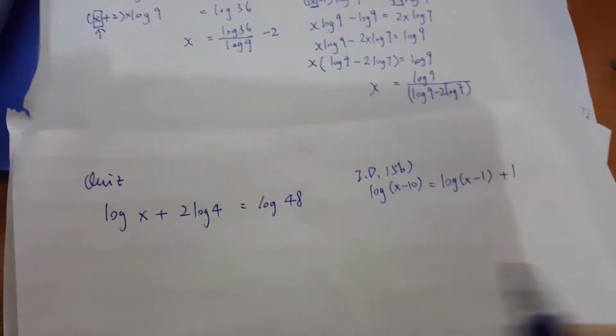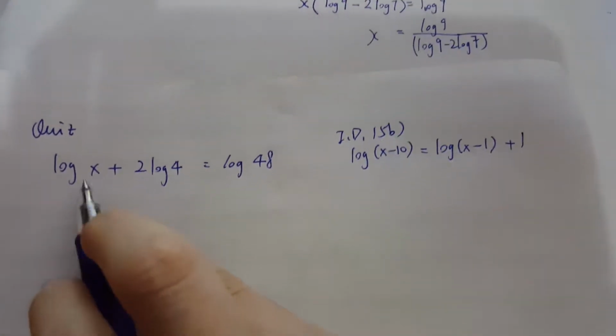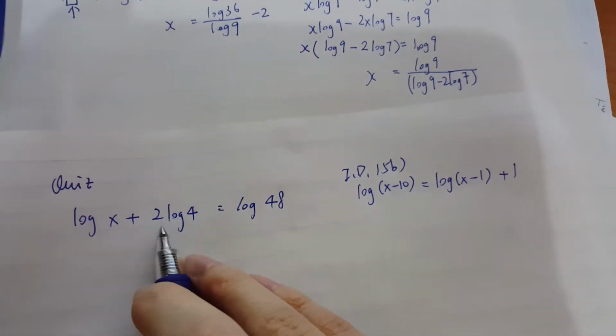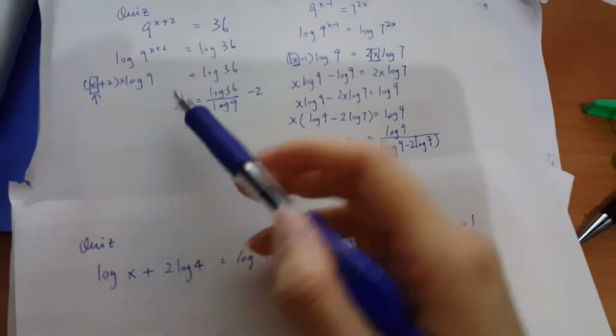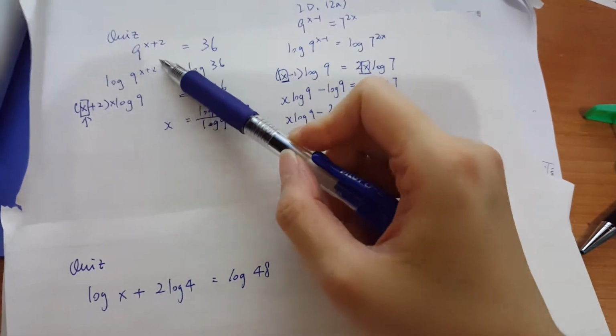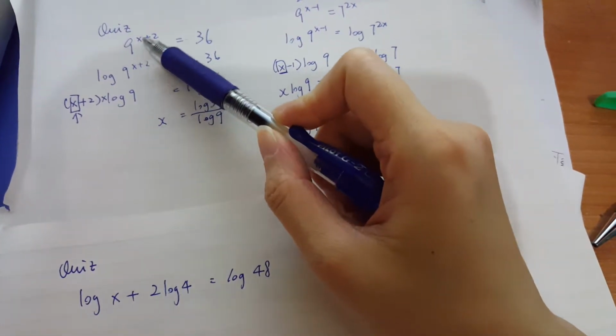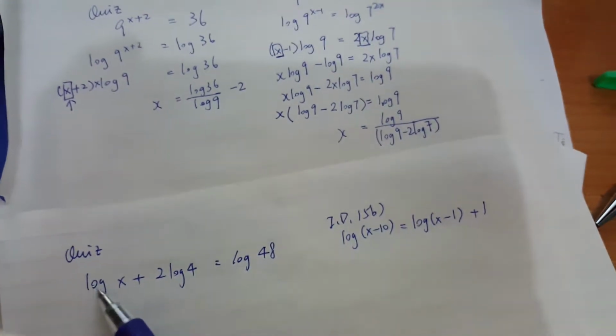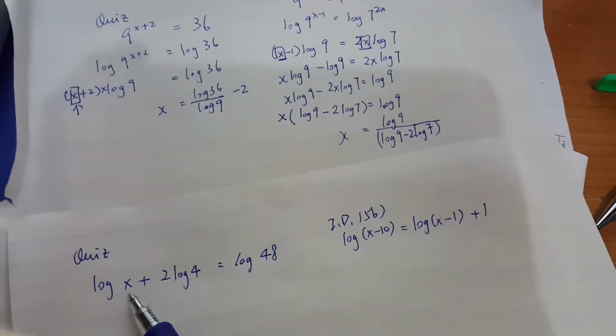Okay, here is another type of question, okay? Log x plus 2 log 4 equals something. So this question is different from the previous one. Why? Okay, so you can see that the unknown here is the power. But here, the unknown is on the ground, log x, okay?